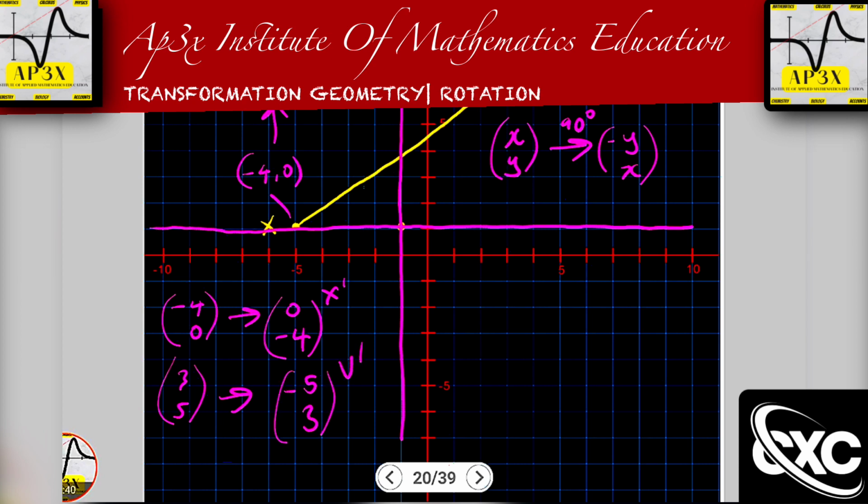All right, and so we're going to go ahead and plot this new image point here, and that's therefore going to give us our new line here. So let me just erase this information here. This was in fact, what did we say this was? This was in fact (-4, 0).